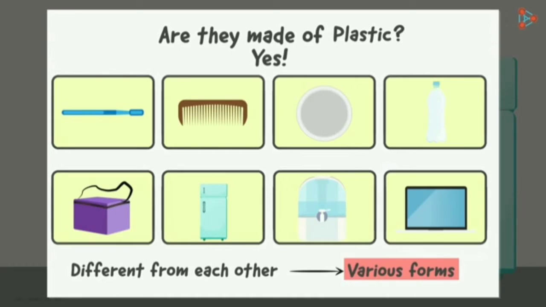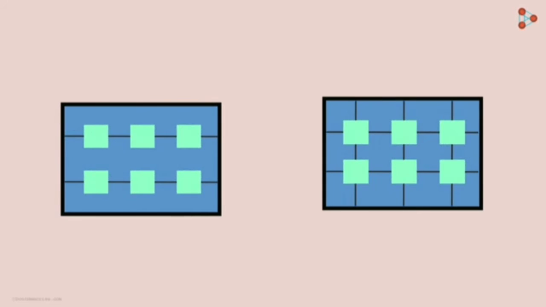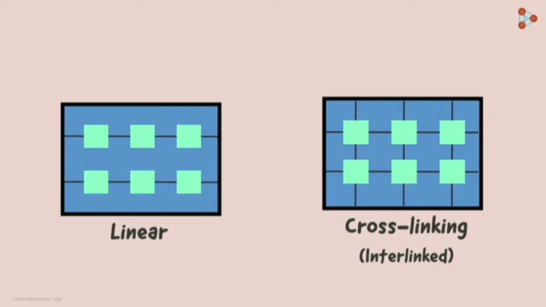What do we mean by this? To understand this, let us draw 2 figures. Can you tell me the difference between the two? Yes, the first one is linear in fashion. On the other hand, the second one is interlinked. This type is called the cross-linking type. But why are we studying these now?